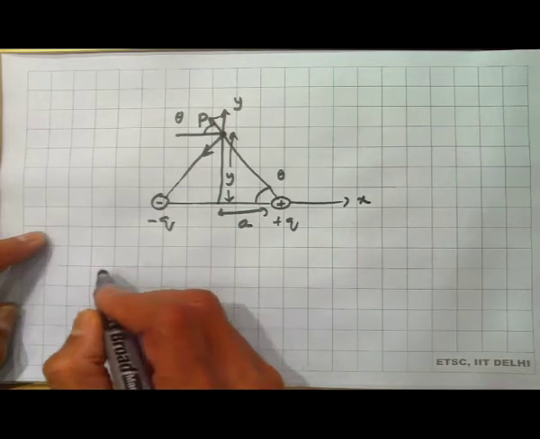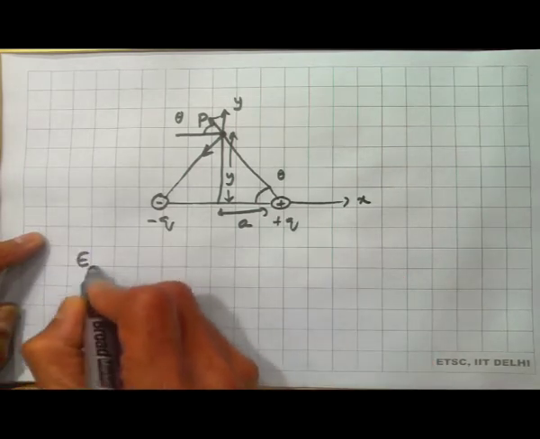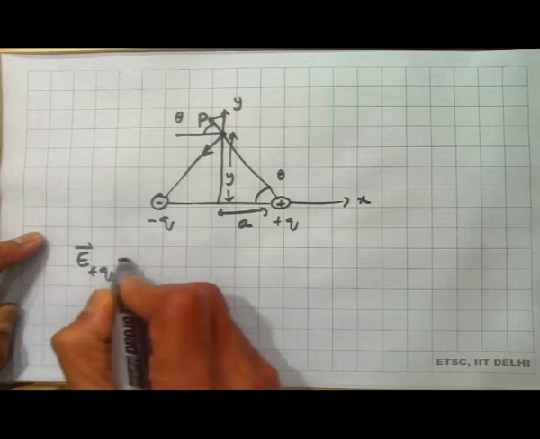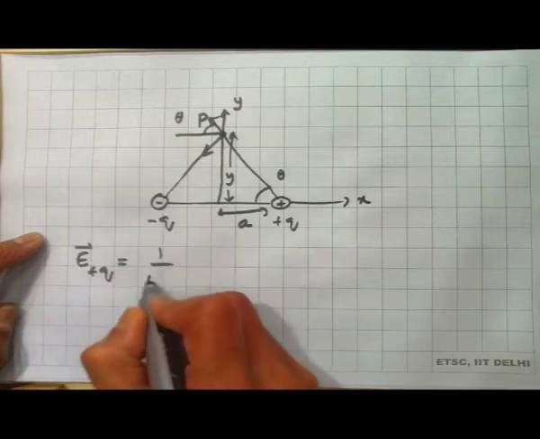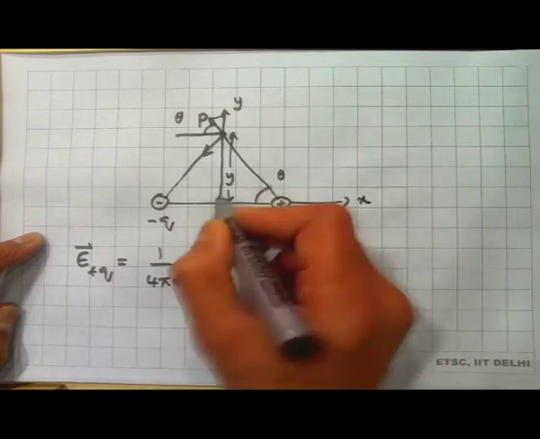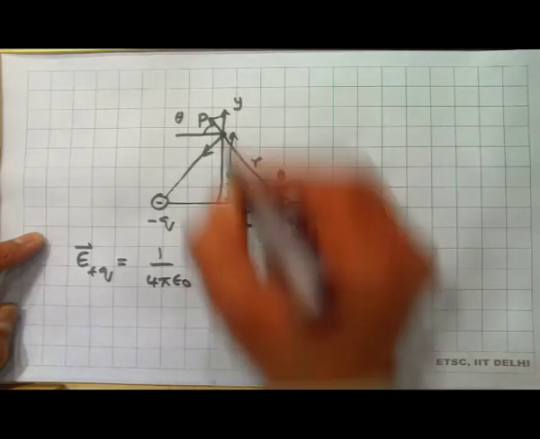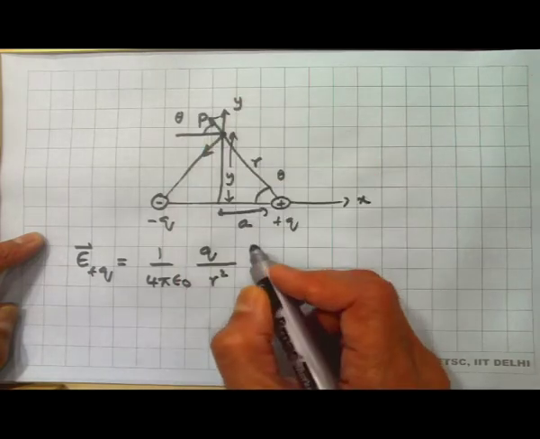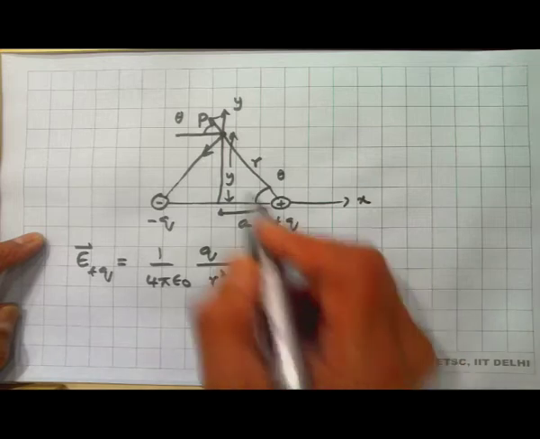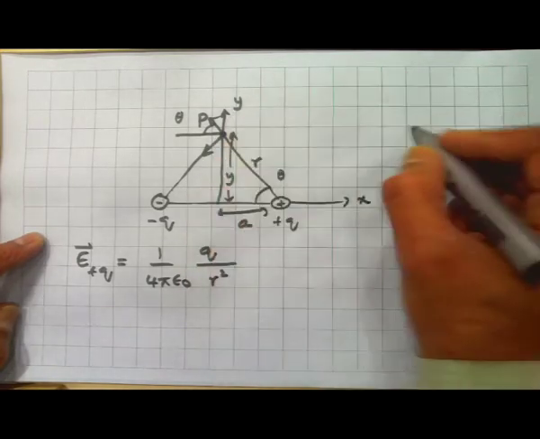So, what is the electric field produced by the plus charge? Let me write E plus q equals 1 by 4 pi epsilon 0 q by distance square. Let me call this distance r, so r square, and it is along this direction. This direction has two components, one along the x axis and one along the y axis. Let me draw this here.